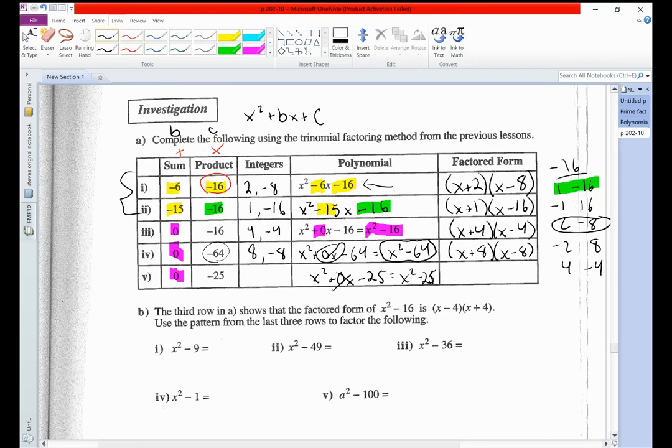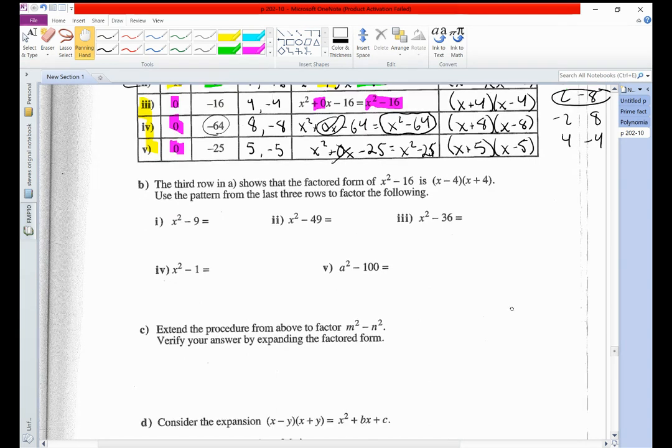So two numbers that multiply to negative 25 and add to 0. You've probably guessed it already: 5 and negative 5. They're going to be the same number, one's just going to be a negative. So we have x plus 5, x minus 5. So if we use that pattern that we just saw in the last three examples, we can do a few questions here.